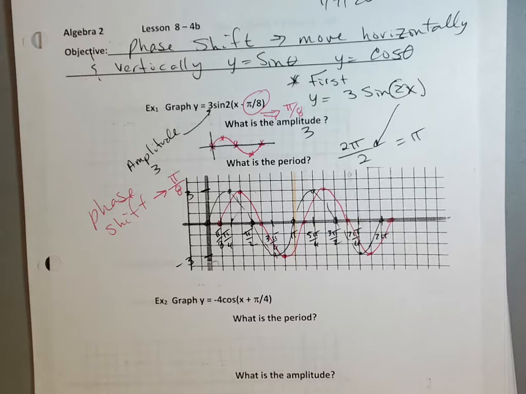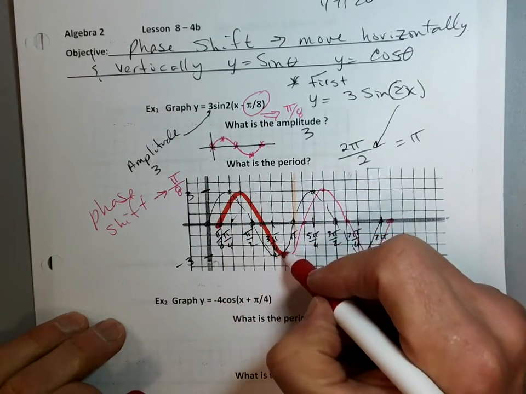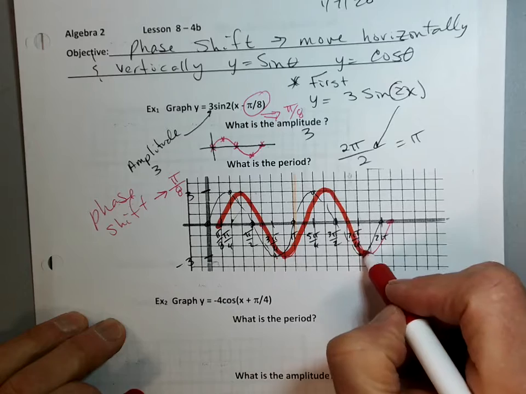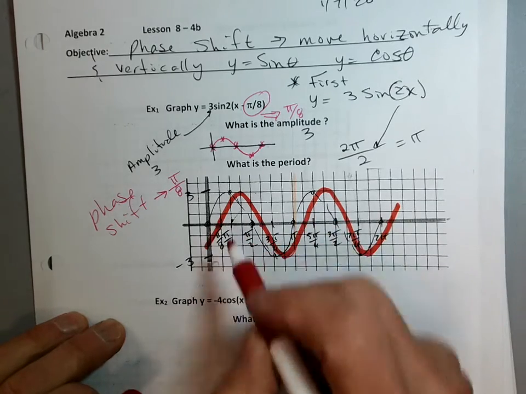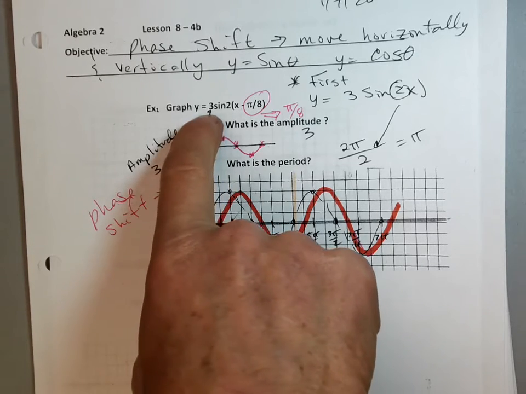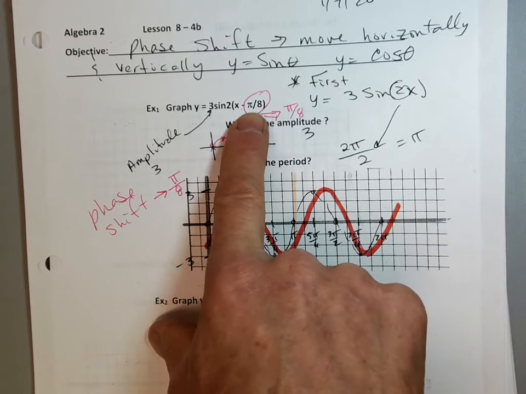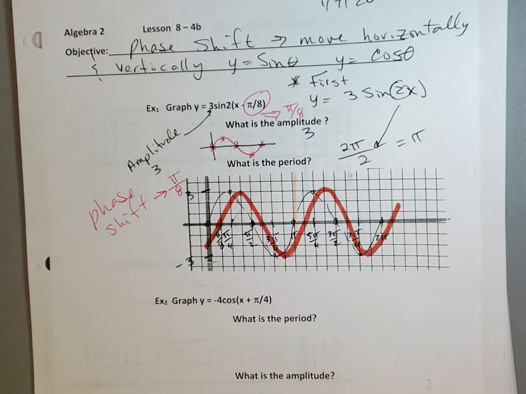All right? Let me make this thumbs up. So here's my answer. I'm going to make it a little bit darker. Here's my answer. And of course, it keeps going on and on and on forever. Okay? How's that? I did 3 things. I made it have an amplitude of 3. I have 2 curves in the space of 2 pi, and I shifted it pi/8. Thumbs up. Okay, let's take a look at number 2.